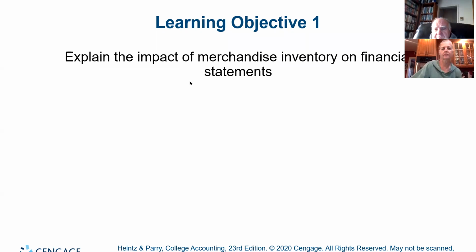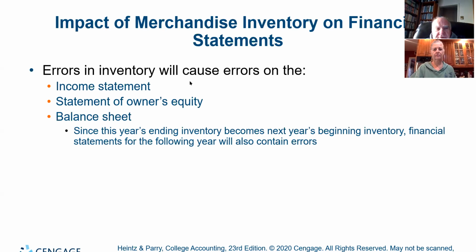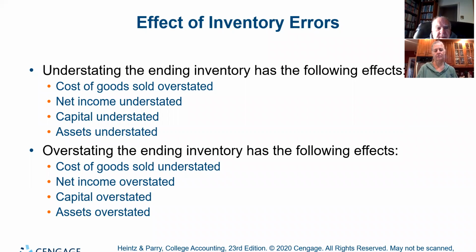Let me just see something here on financial statements. I guess they're talking about the errors. Errors in inventory will cause errors on the income statement, statement of equity, and balance sheet. I guess that goes without saying, okay? If you fail to count something or you overcount something.